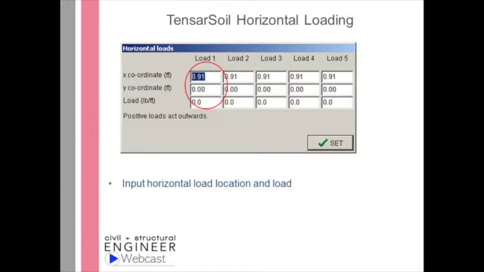So by clicking on that icon, you'll see the window pop up where you can enter up to 5 different horizontal loads, which are input with X and Y coordinates from the lowest point of the wall at the face, being 0, 0. When you are done, you would click Set.